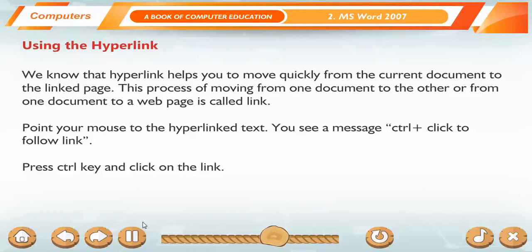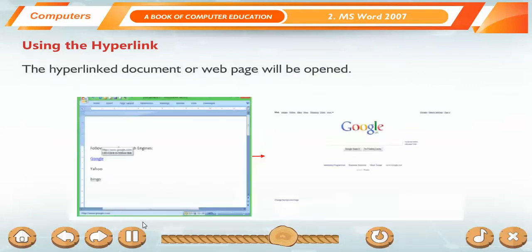Using the hyperlink. We know that hyperlink helps you to move quickly from the current document to the linked page. This process of moving from one document to the other or from one document to a web page is called link. Point your mouse to the hyperlinked text. You see a message, Ctrl+click to follow link. Press the Ctrl key and click on the link. The hyperlinked document or web page will be opened.